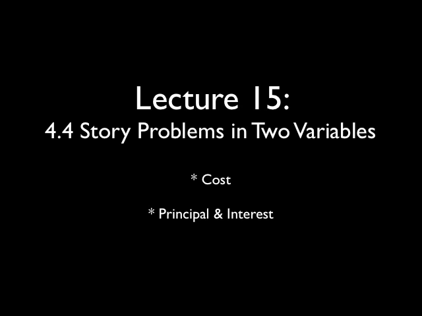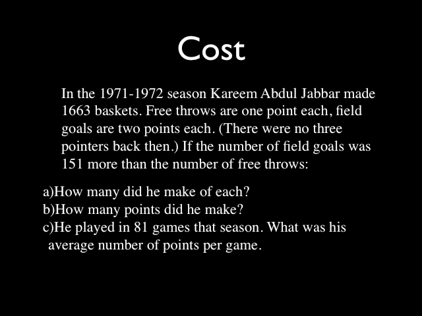All right, we will do our sports example. Technically, this is still a cost problem, although we may not use the cost part of it initially. So here we have in the 1971-72 season, Kareem Abdul-Jabbar made 1,663 baskets. That's not how many points he scored, that's how many times the ball went through the hoop during a game. Free throws are 1 point each, field goals are 2 points, and there weren't any three-pointers then. If the number of field goals was 151 more than the number of free throws, answer the following questions.